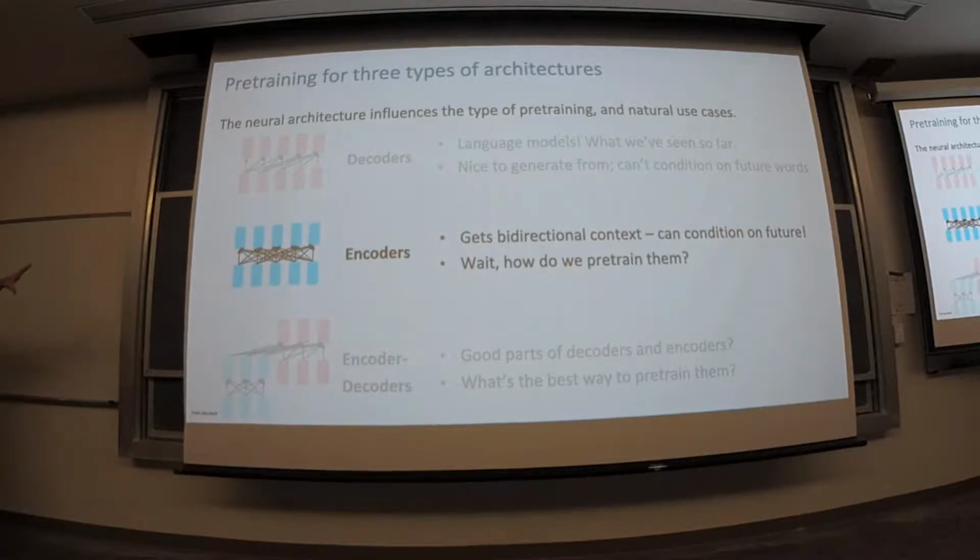Now with encoders, we're going to do something completely different. In encoders, you don't have this masking, you're allowed to see all the context. That's what this says about bidirectional context, right? So our word is in a phrase, we have context from the left, context from the right, so the two directions. So what can we do with that?